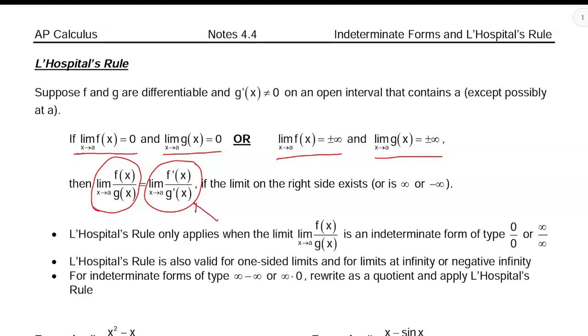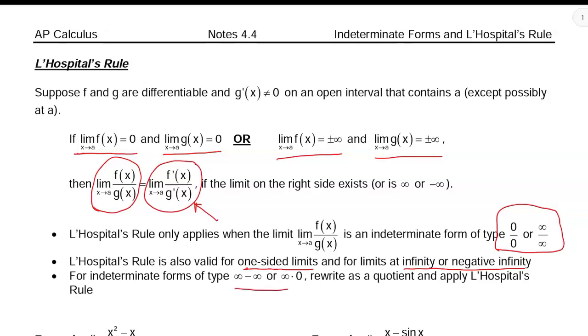So right here you could see I've taken the derivative of the numerator independent of taking the derivative of the denominator, and then I apply the limit. You can only do this when you have an indeterminate form of 0 over 0 or infinity over infinity. You can also apply it if the limit is one-sided or if the limit goes to infinity or negative infinity.